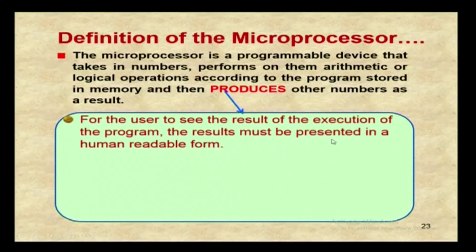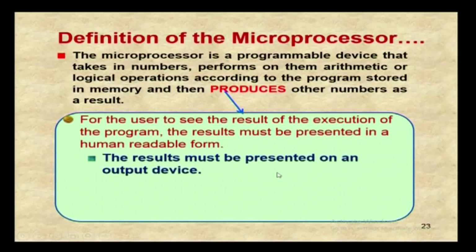That result has to be presented in such a form that it is useful to you, in a readable form. So the result has to be presented in an output device. If the microprocessor keeps the result in the memory in the form of 0s and 1s, it is not of any use. So it has to be presented in a readable form using an output device.